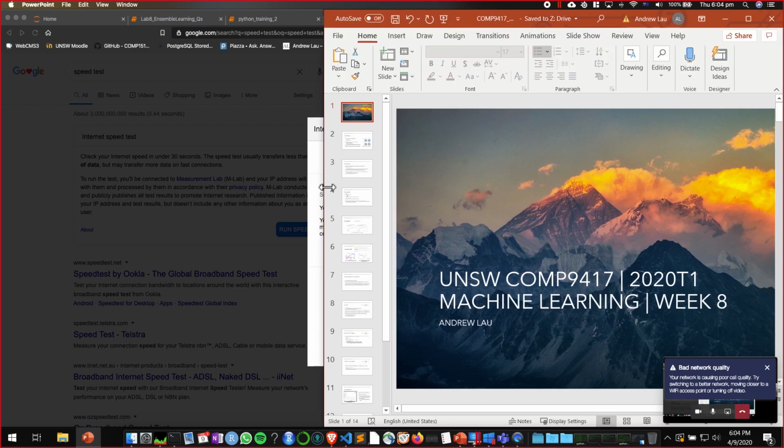The focus of last week was ensemble learning. Now, what is ensemble learning? Ensemble learning, in a nutshell, is getting a whole bunch of different estimators and a whole bunch of different models and combining them together. And we find some interesting results, that they can often increase the performance.